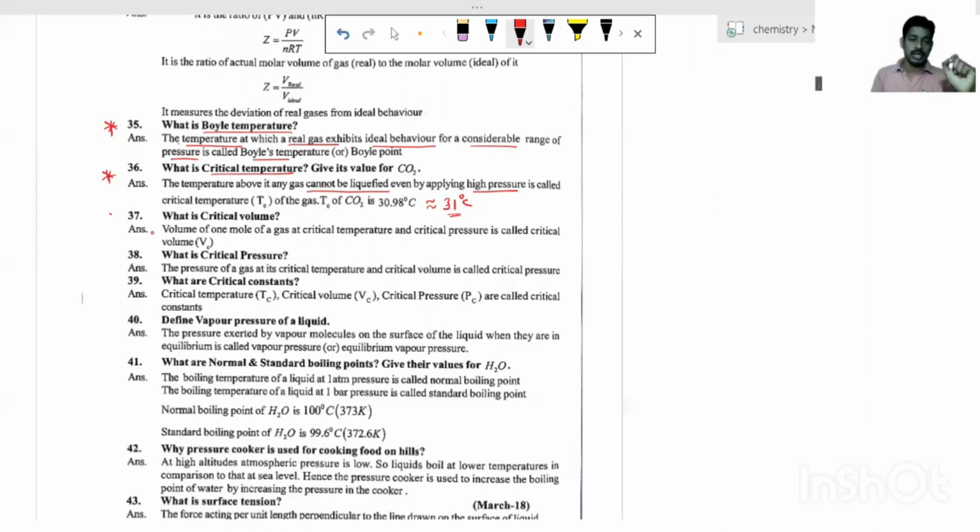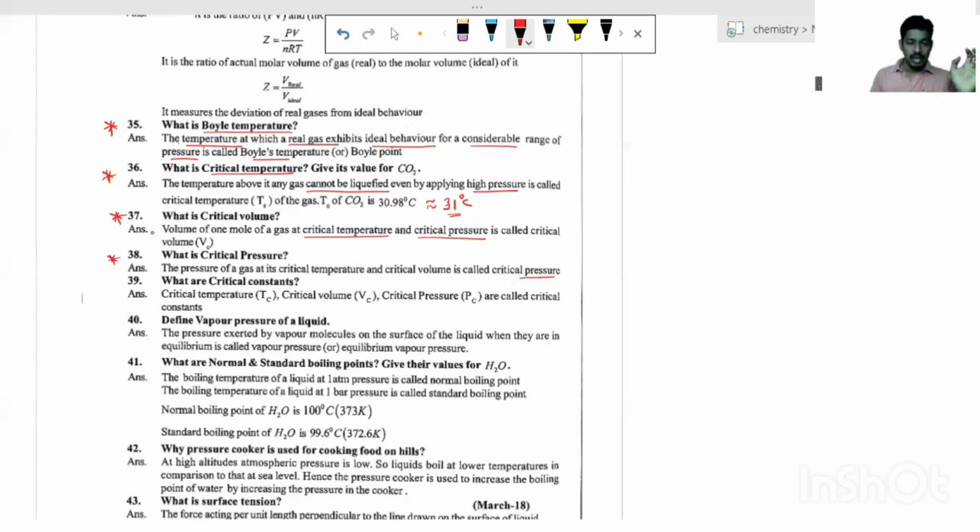Next, coming to the critical volume. The volume occupied by 1 mole of gas at critical temperature is called the critical volume. In the same way, critical pressure: the pressure of a gas at its critical temperature and critical volume is called the critical pressure. Next, critical constants. Critical temperature, critical volume and critical pressure are collectively called critical constants.